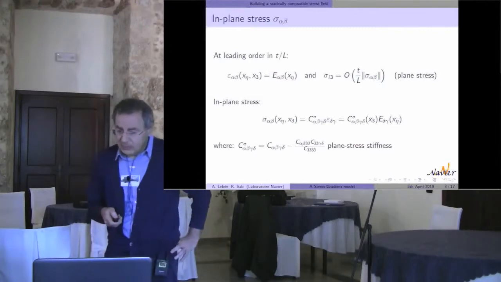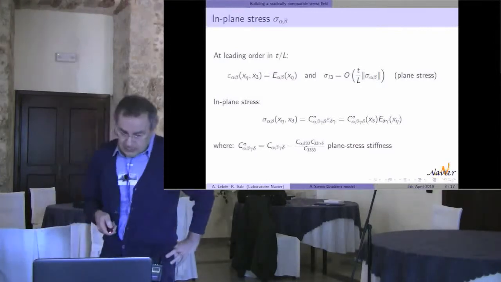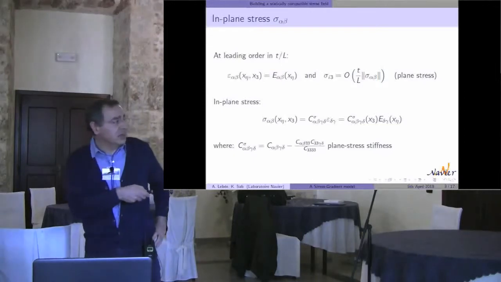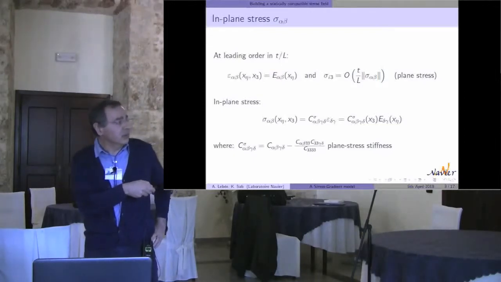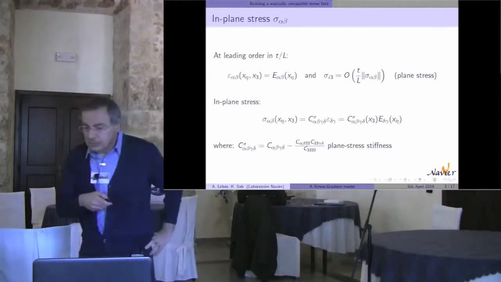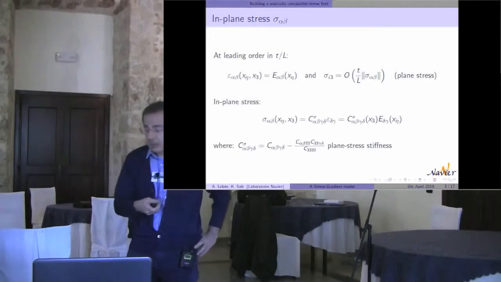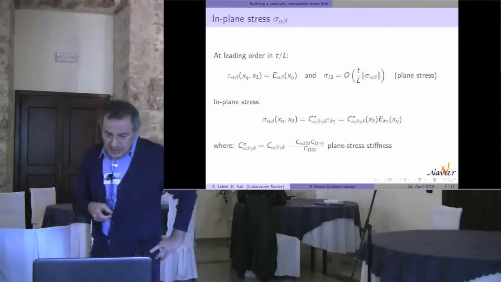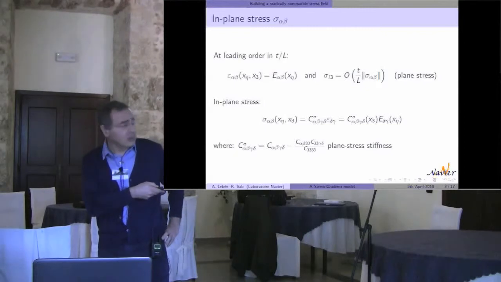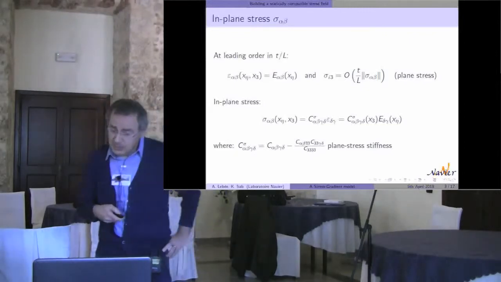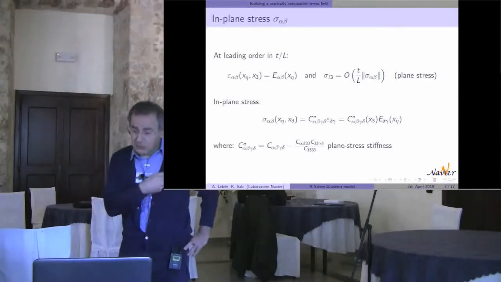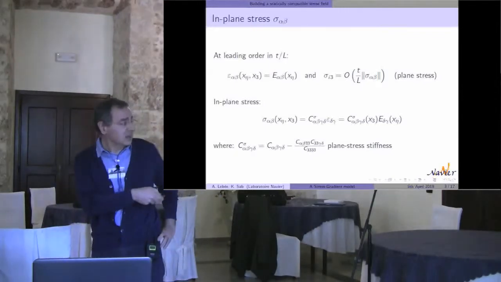you find out by asymptotic analysis that at the leading order the in-plane strain components are of this form here, uniform in the thickness. You find out that the out-of-plane stresses are 0 with respect to this leading order, which means that you have the plane stress assumption, and so you can express your in-plane stress component with respect to the in-plane strain component using the well-known plane stress stiffness, which is obtained from the 3D stiffness via this formula.